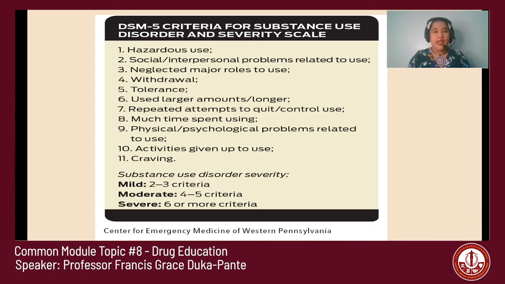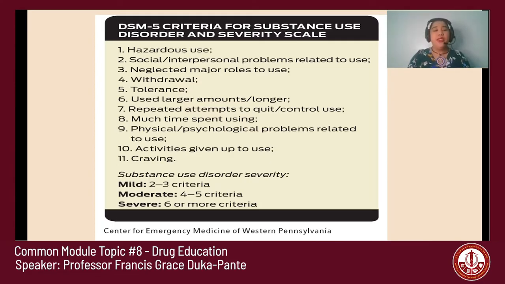Number one is hazardous use. The second is social or interpersonal problems related to use. Meaning you have problems dealing with maybe your friends or your family members, and you are now neglecting your major role. So you can no longer study, and if you're working, you tend to do things other than working. You also experience withdrawal. Withdrawal are the unpleasant symptoms that you feel whenever you stop using the drug or the psychoactive substance. You also experience tolerance. Tolerance is the need to increase the dosage of the drug so that you will be able to experience the same effect.